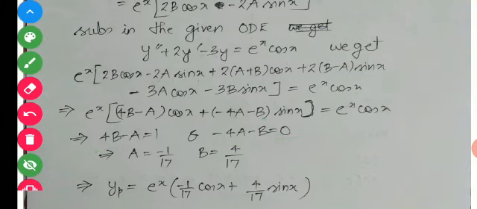So your yp, that is your particular integral in this case, is e raised to x. Remember your solution was e raised to x into a cos bx plus b sin bx. So your solution will come out like this: e raised to x into minus 1 by 17 cos x plus 4 by 17 sin x.